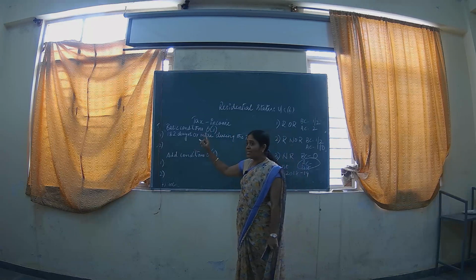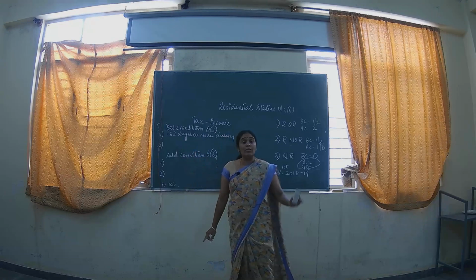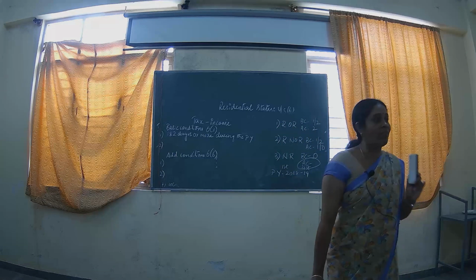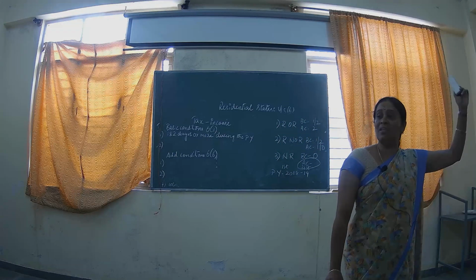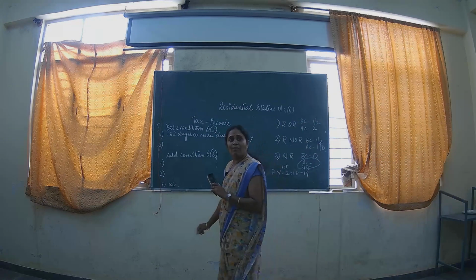So, the first basic condition says that an individual should be in India for not less than 182 days during the previous year only. During the previous year, that is very, very important. Not previous years and all, only during the previous year. Did you understand? Shall I go for the second basic condition?